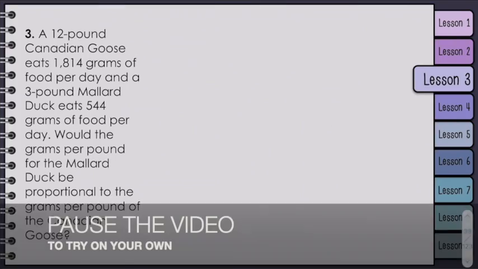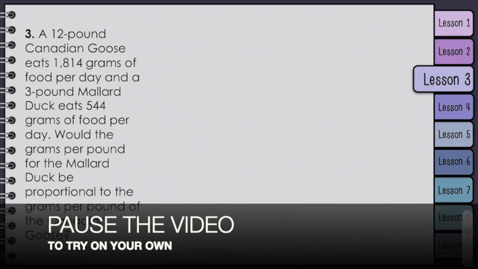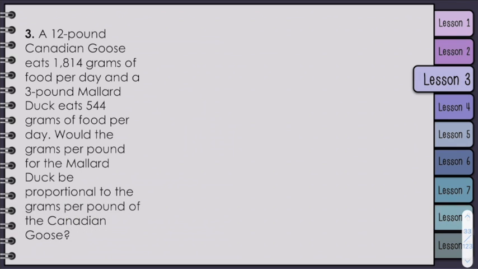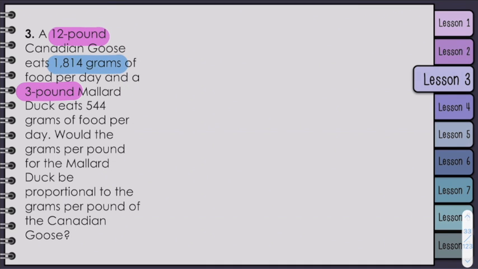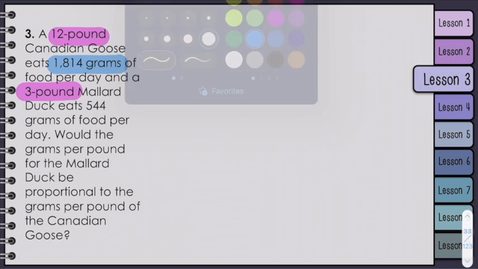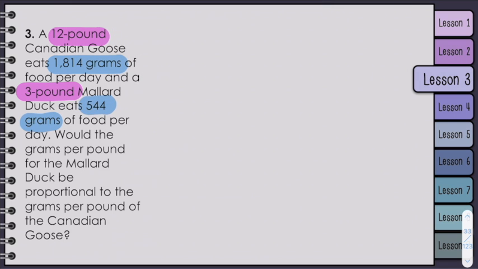Okay, for the last question, try this one on your own, come back and check to see if you got it correct. So here we have a 12-pound Canadian goose that eats 1,814 grams of food per day. Then we have a 3-pound mallard duck that eats 544 grams of food per day. Would the grams per pound for the mallard duck be proportional to the grams per pound for the Canadian goose? So you want to see if they're proportional.